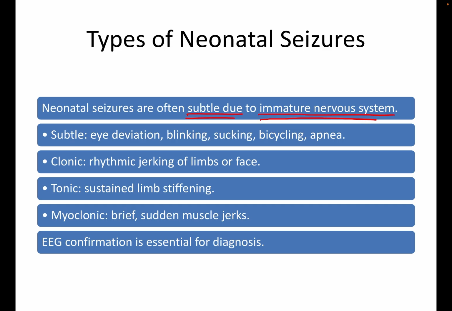Neonatal seizures are often subtle due to the immature nervous system. Subtle seizures can cause eye deviation, blinking, sucking, bicycling and apnea. Clonic seizures can cause rhythmic jerking of limbs or face. Tonic seizures can cause sustained limb stiffening. Myoclonic seizures can cause brief sudden muscle jerks. EEG is confirmatory for most neonatal seizures.